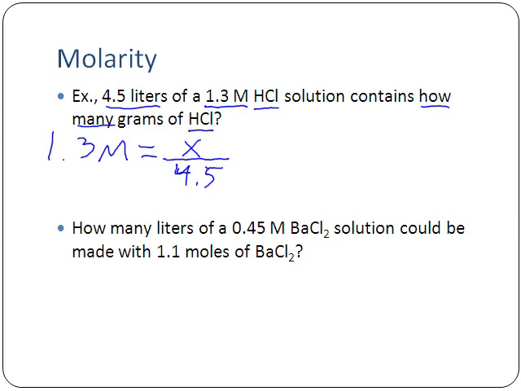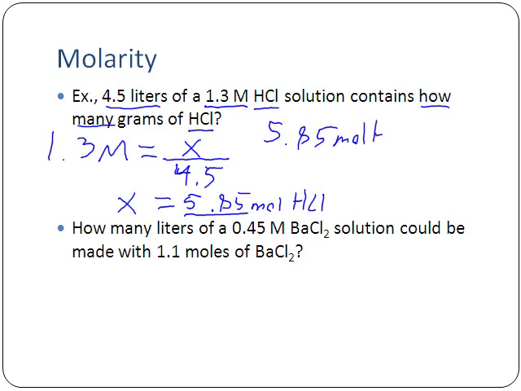And so to solve this, let's go ahead and get x. We want to multiply 4.5 on both sides. And so we get 1.3 times 4.5, and in doing that, I get 5.85. And so I have 5.85 moles of hydrochloric acid, HCl. But the question asked me how many grams. And so because it asks how many grams, I've now got to take this 5.85 and do a conversion with it. And so I'm going to put it in my table, 5.85 moles of HCl.